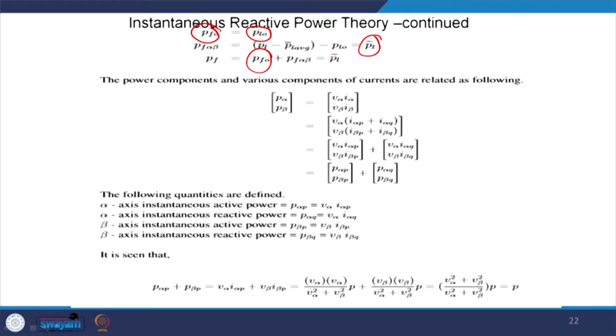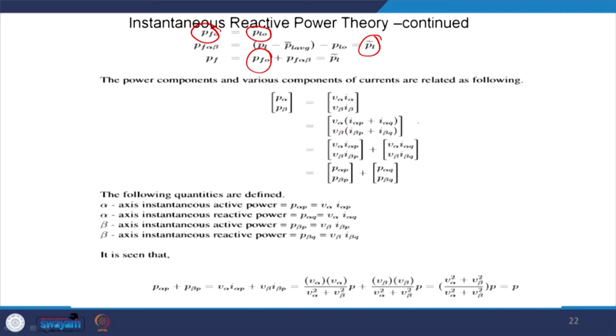So, if you go for the matrix representation, the power component and the various components of the current can be related as follows. Here P alpha, P beta, we shall use the notation P here, no Q will be used here. We shall see that the alpha axis instantaneous reactive power we shall mention in the nomenclature, that is P alpha Q, where Q stands for the reactive power, but we are not using it, and that will be given by V alpha into I alpha Q. Let us go to this point again. P alpha and P beta can be represented as V alpha into I alpha, and the second term of the matrix will be V beta into I beta.